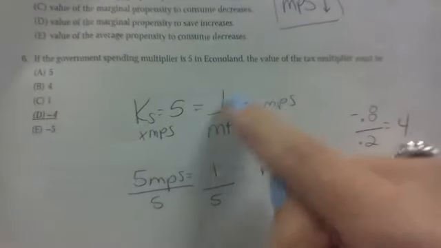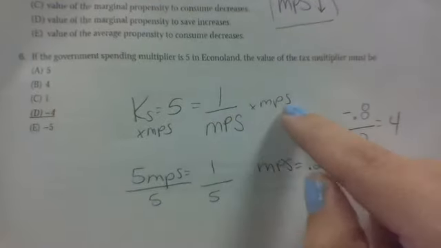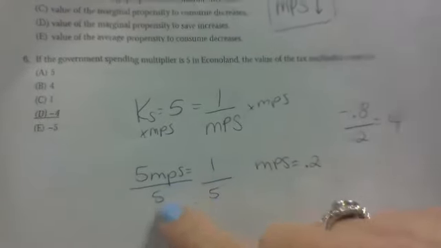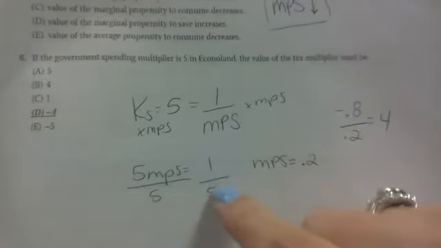So 5 equals 1 over MPS. Multiplied by MPS on either side, you get 5 MPS equals 1. Divided by 5, MPS is 1/5, or 0.2.